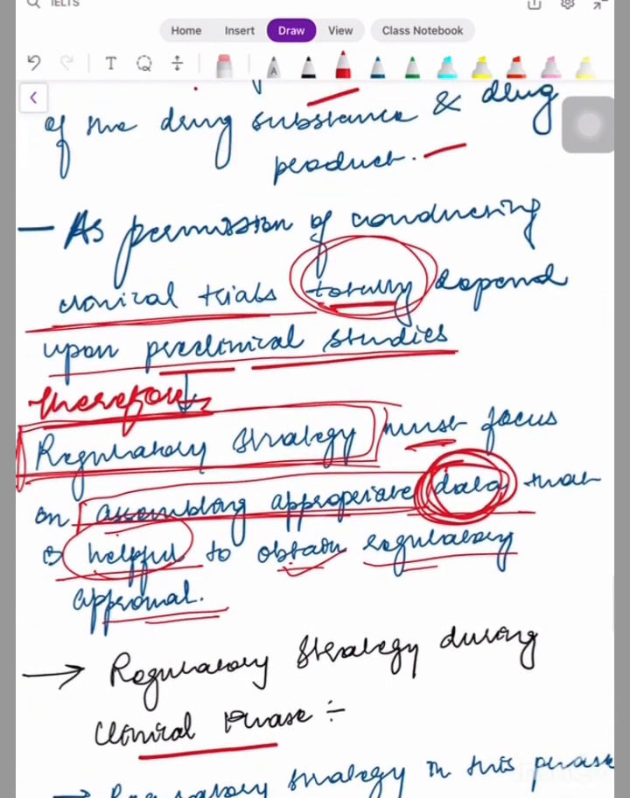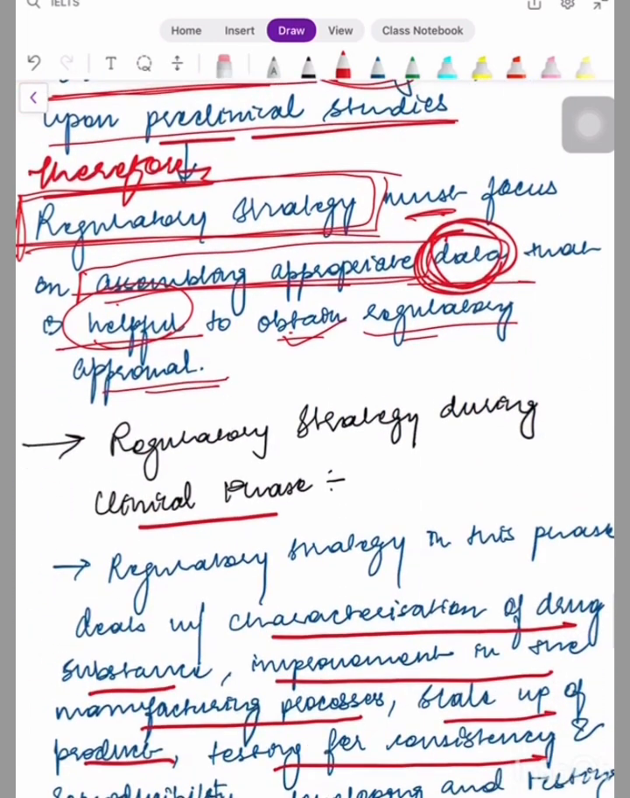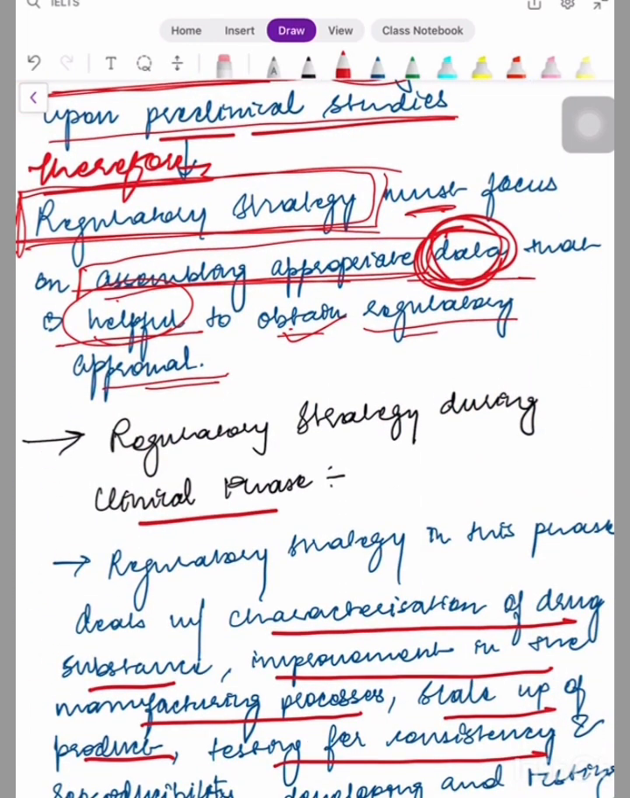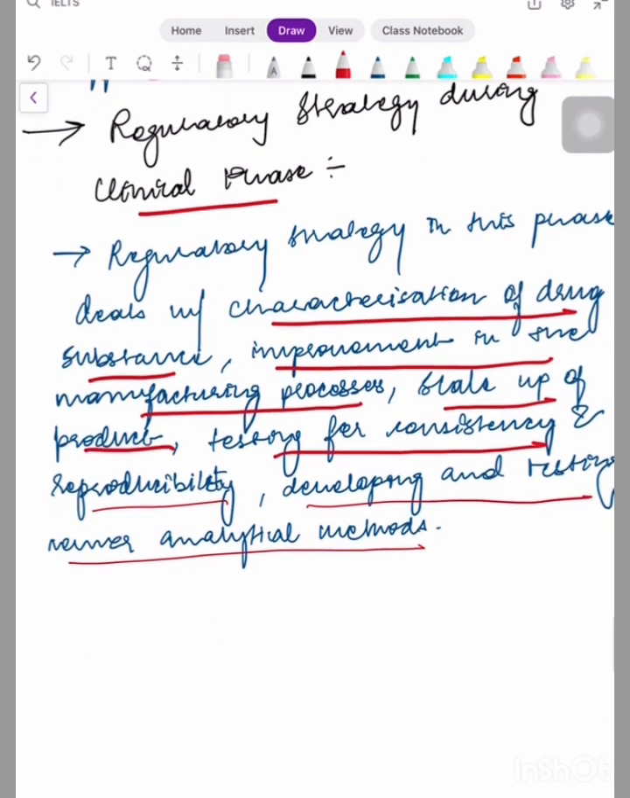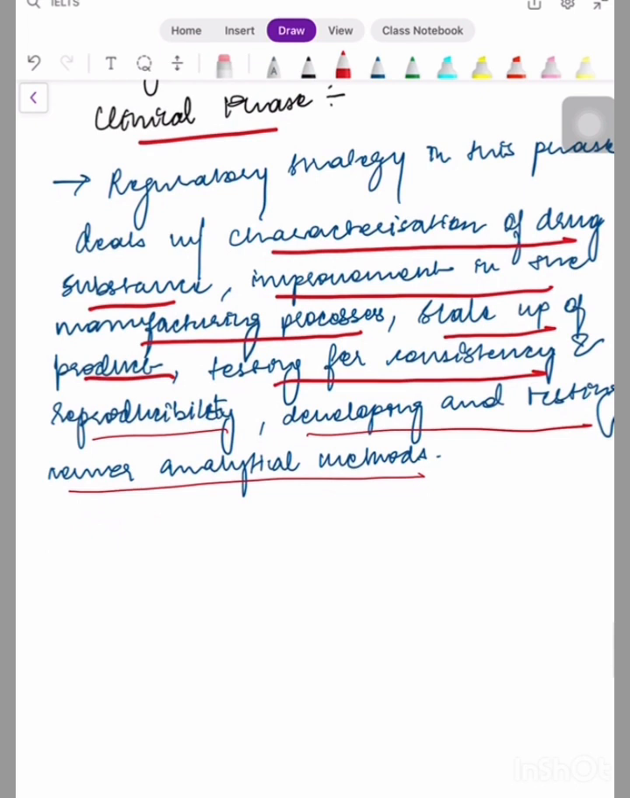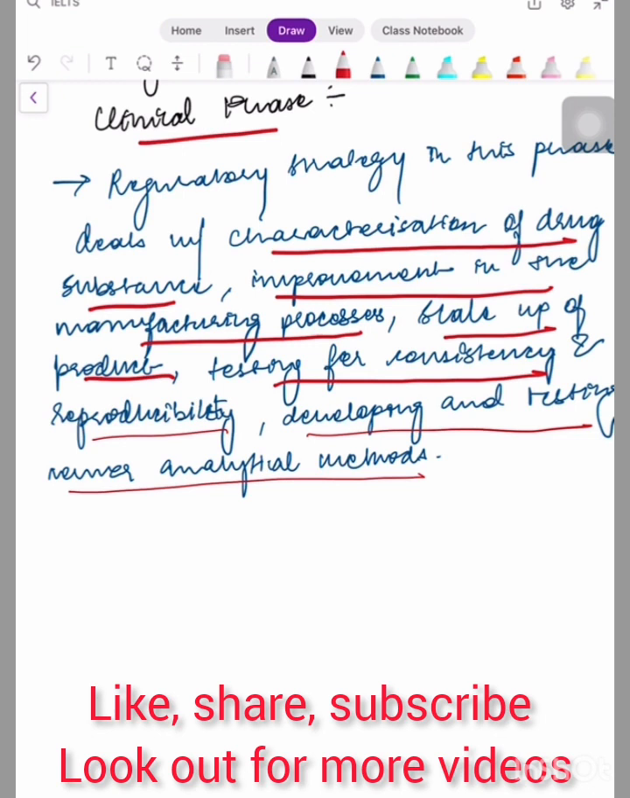This data can be as given here, whether it's regarding the stability of the product, whether it's regarding the quality control of the product, whether it's regarding what actually is the product, the chemistry, the manufacturing process. So assembling the appropriate data that will be helpful to obtain regulatory approval. Similarly, regulatory strategy during the clinical phase. So regulatory strategy in this phase deals with the characterization of drug substance, improvement in the manufacturing process, scale up of the product, and testing for consistency and reproducibility, developing and testing newer analytical methods.